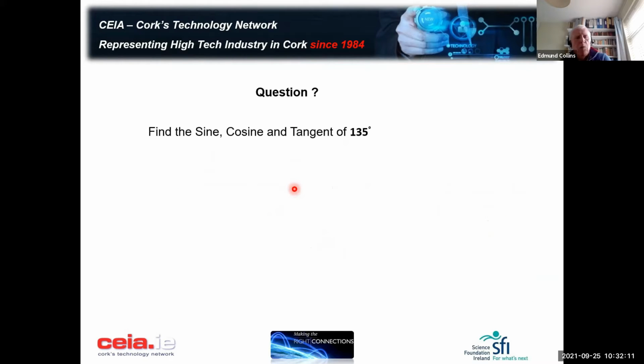So based on what we've just been doing there in terms of reference angles and the unit circle and so on, you might try this little question here. Find the sine, cosine, and tangent of 135 degrees. I'll just give you a minute to work on that.